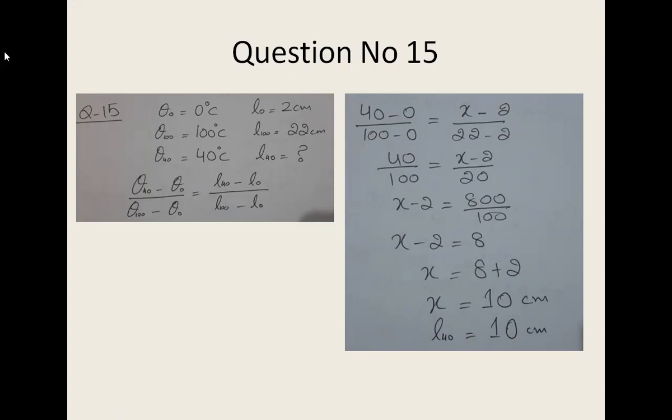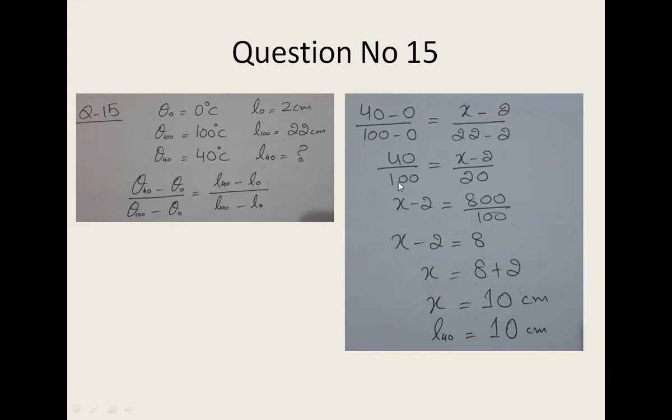And you know the famous formula is this: theta 40 minus theta naught divided by theta 100 minus theta naught equals L40 minus L naught divided by L100 minus L naught. Just put the values here. So 40 minus 0 divided by 100 minus 0 equals X minus L naught divided by L100 minus L naught. What's the length of the mercury column when the temperature is 40? I don't know that, so I suppose it as X. So X minus L naught is 2, divided by L100 is 22 minus L naught is 2.